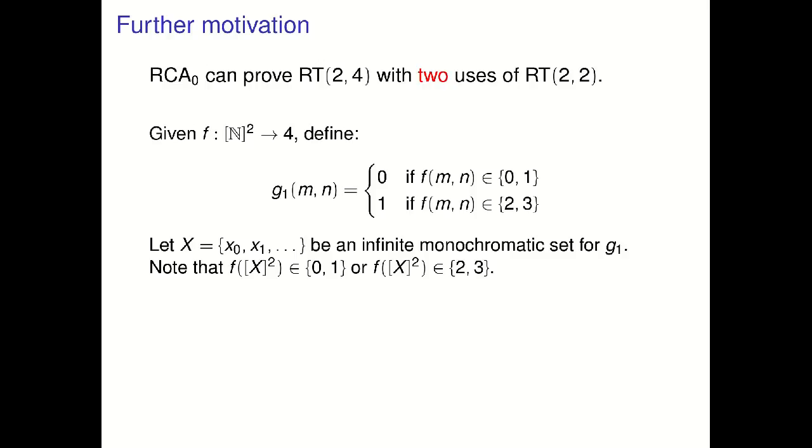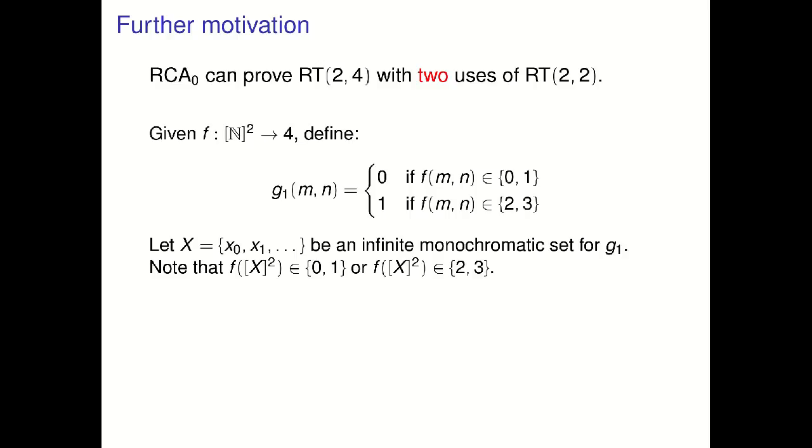So what I was saying before was that if you work in this particular system, RCA naught, then you can prove Ramsey's theorem for pairs and 4 colors with 2 uses of Ramsey's theorem for pairs and 2 colors. And here's a sketch of the proof. Suppose that you're starting with your function that is 4-coloring the edges, so 4-coloring the pairs.